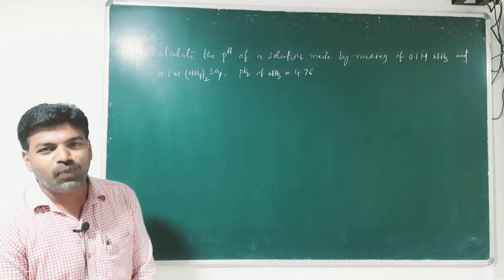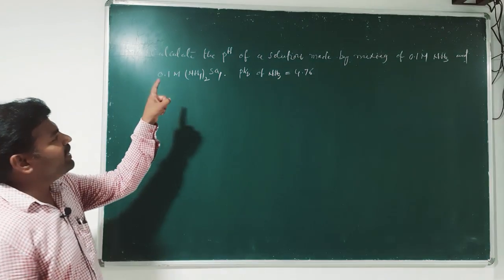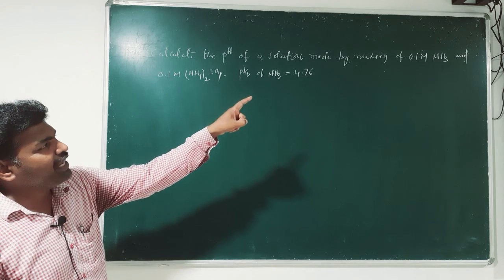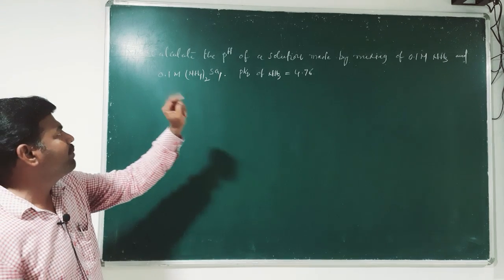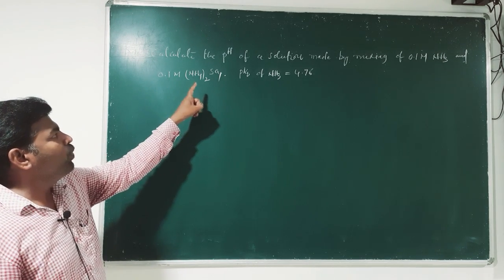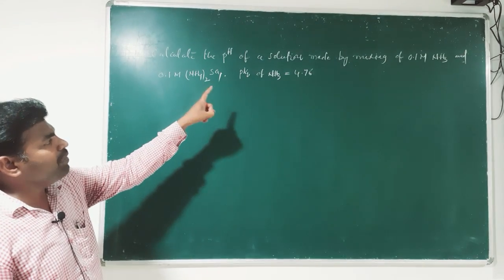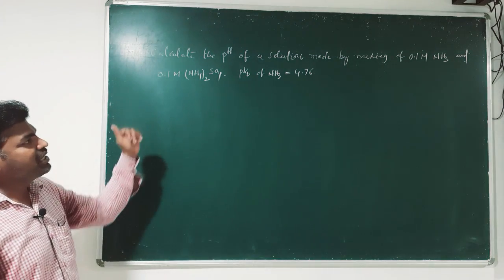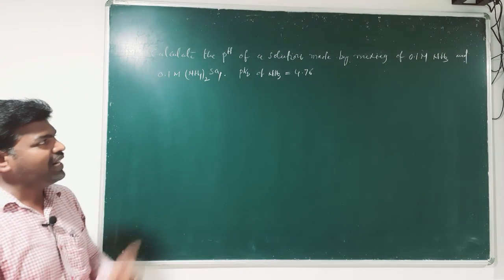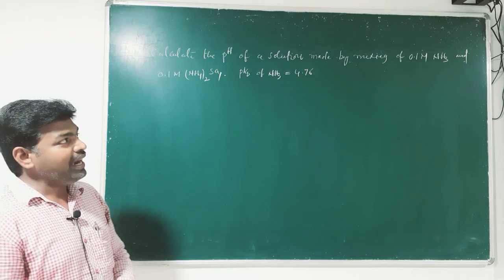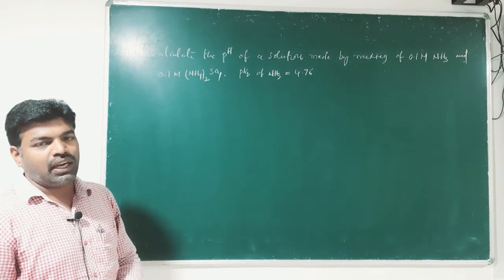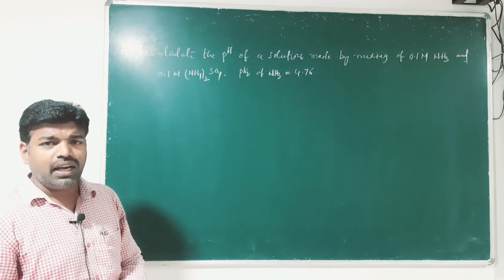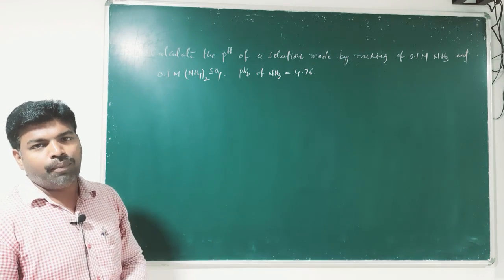Problem 1 is: calculate the pH of a solution made by mixing 0.1 molar ammonia and 0.1 molar ammonium sulfate, and the pKb of ammonia is 4.76. To solve this problem, first of all you should understand the problem, and you should choose the formula which is suitable to solve that problem.